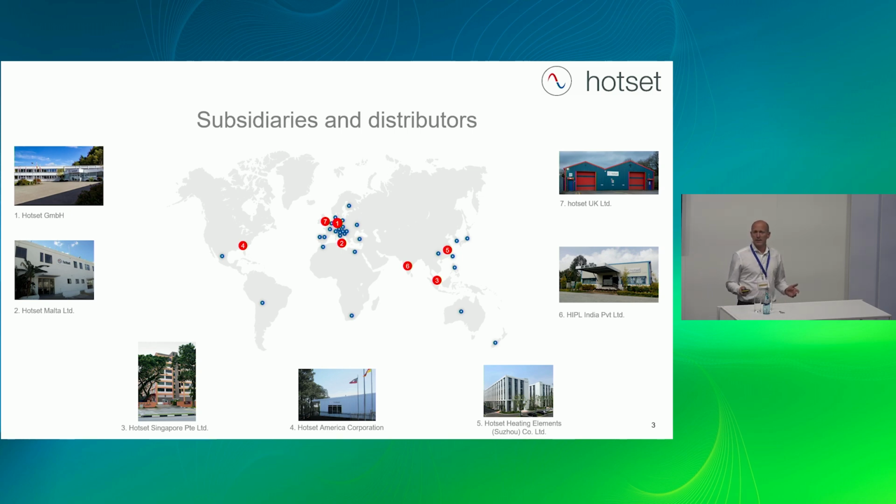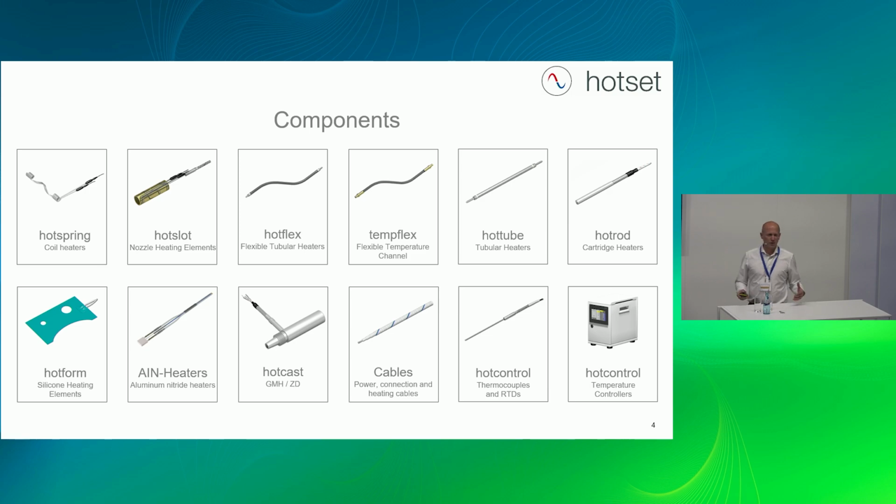Hotset is known as a manufacturer normally for heating elements in any kind of variations and for thermal sensors. Maybe you know the hot slot and the hot flex, which are used in hot runner systems, and the normal cartridge heater, the hot rod. I think these are the normal heating elements we all know.